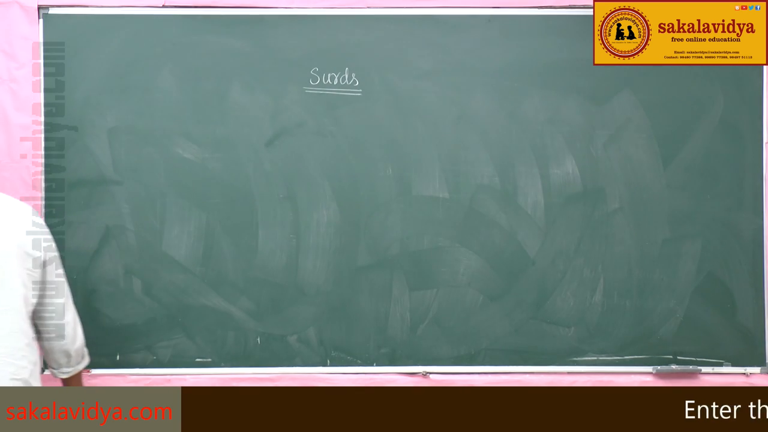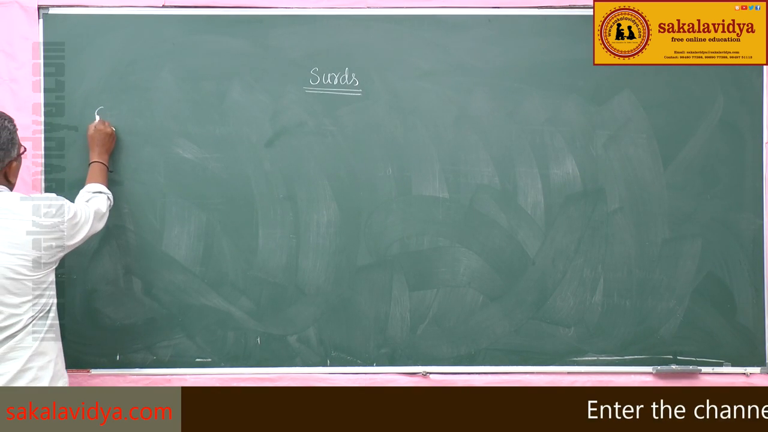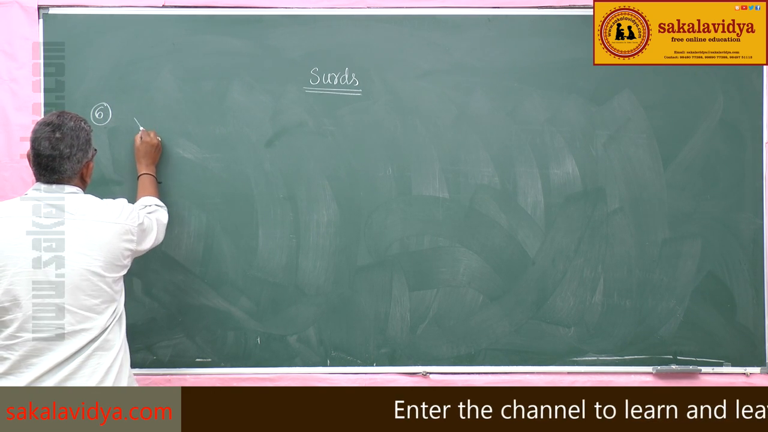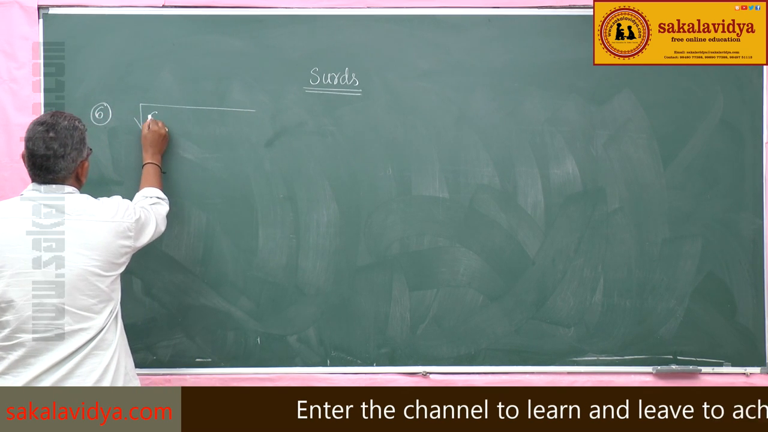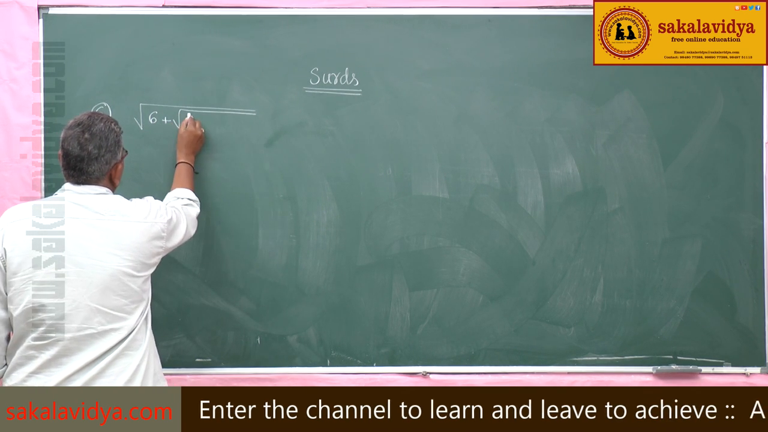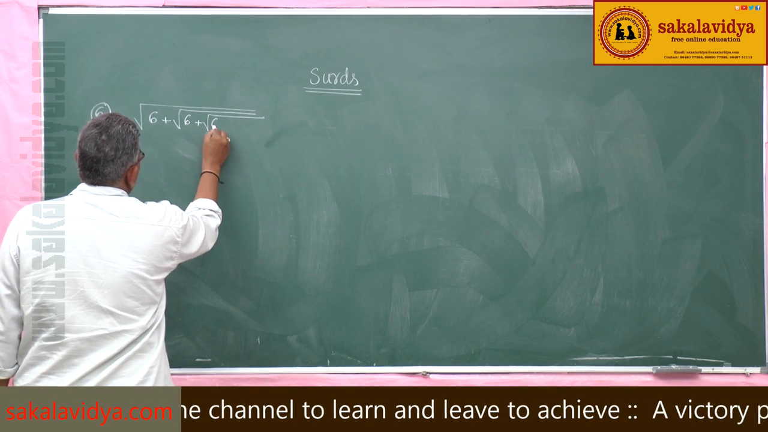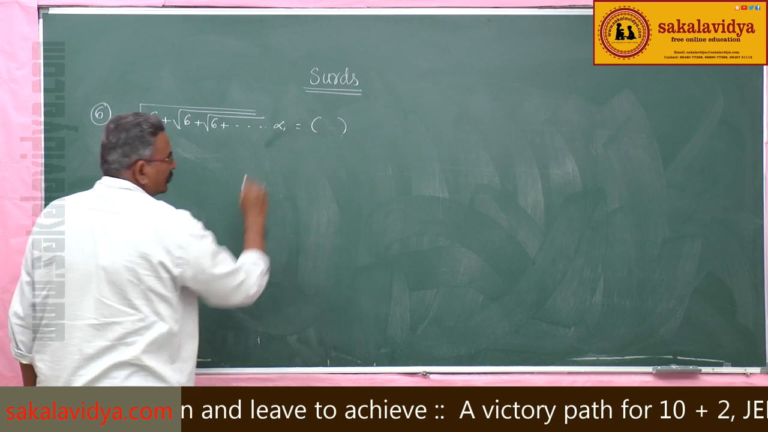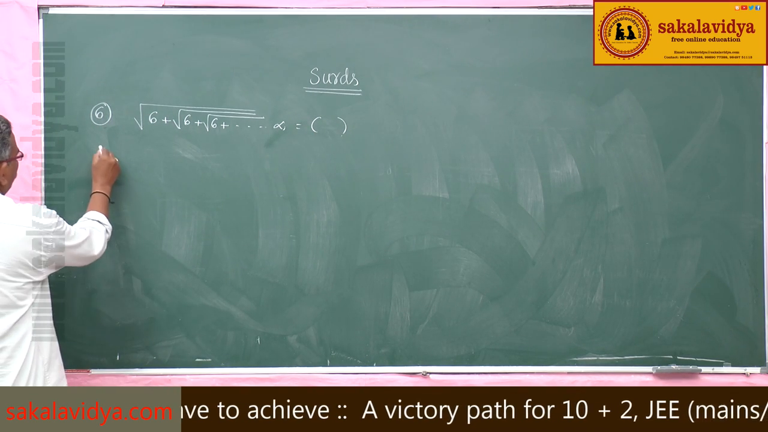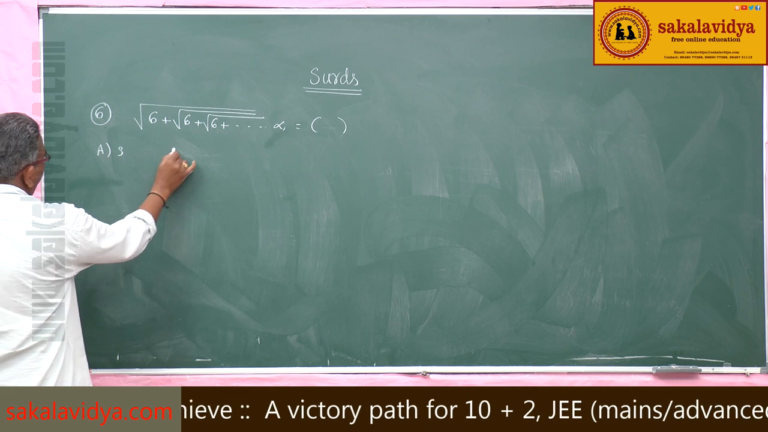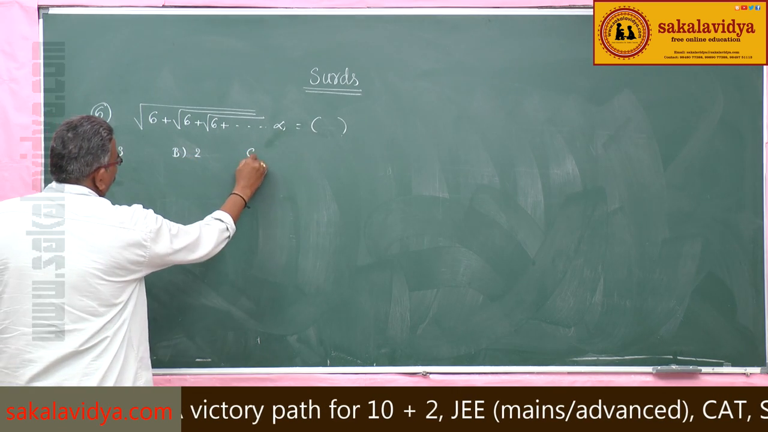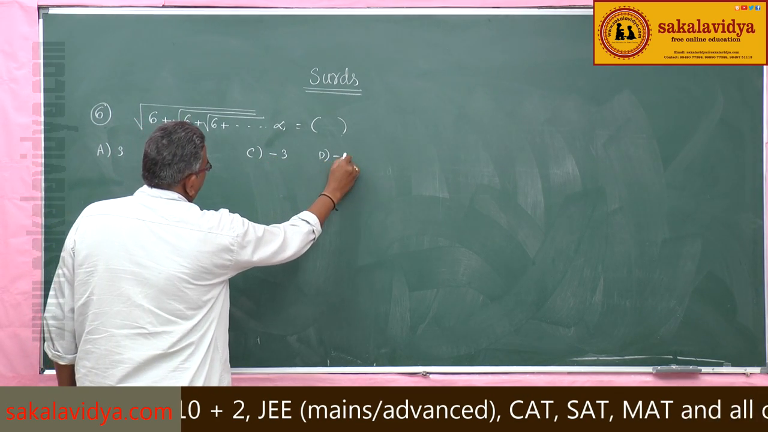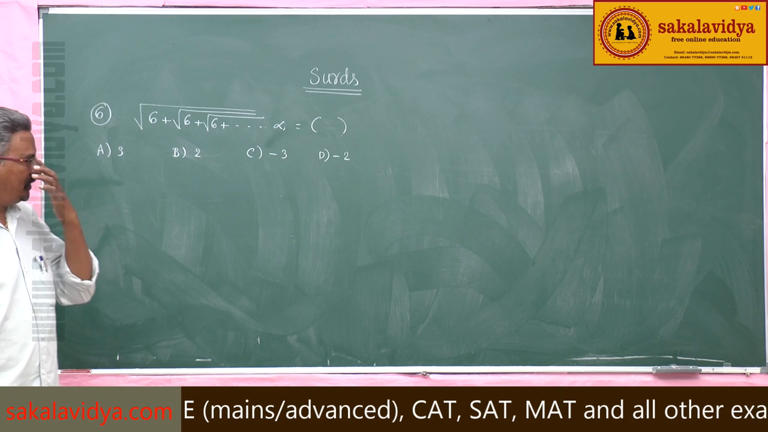So now, how to find out this: root of 6 plus root of 6 plus root of 6 plus dash dash infinity. The first option may be 3, second option 2, third option is minus 3, fourth option is minus 2. So let us do it.